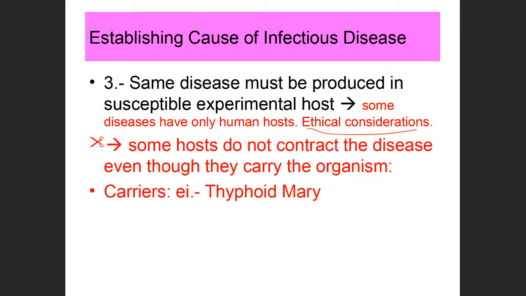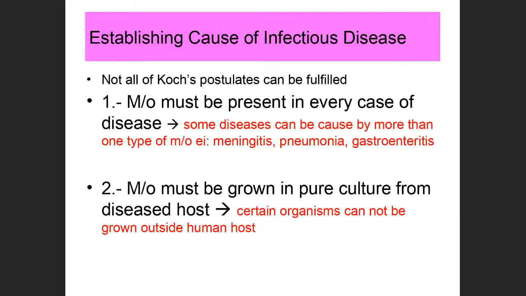Another problem is that some hosts may have the organism, but they may not end up with the disease. So we have asymptomatic carriers of an organism, which carry the organism, but for whatever reason do not come down with the disease. Typhoid Mary, case in point, was an asymptomatic carrier of Salmonella typhi. She gave typhoid fever to hundreds of people. She never had the disease. Okay. Well, she carried it, but she never came down with the disease. She never had it, but she carried the organism. So be able to explain the drawbacks of Koch's postulates.